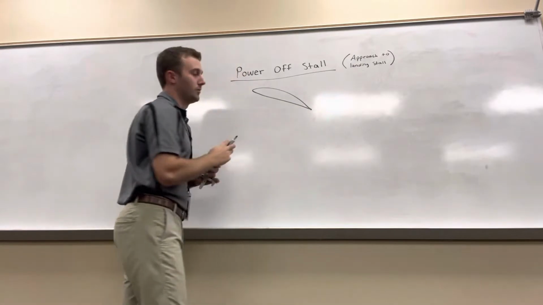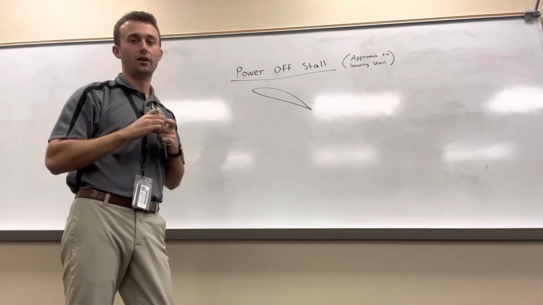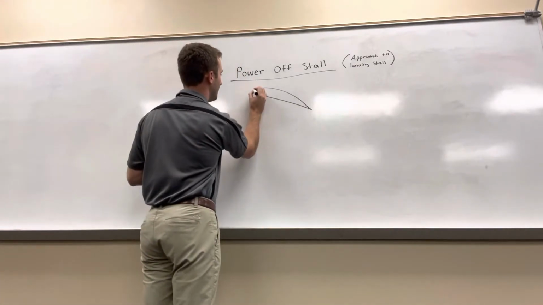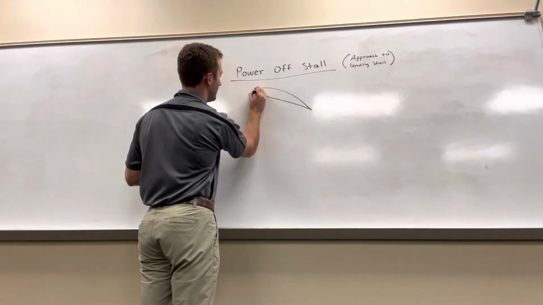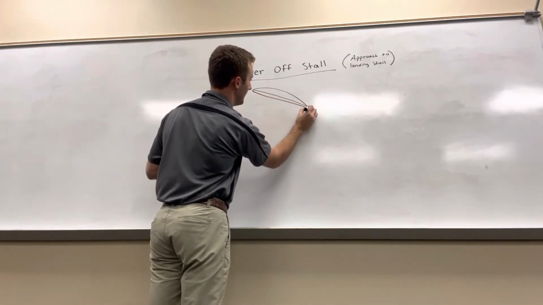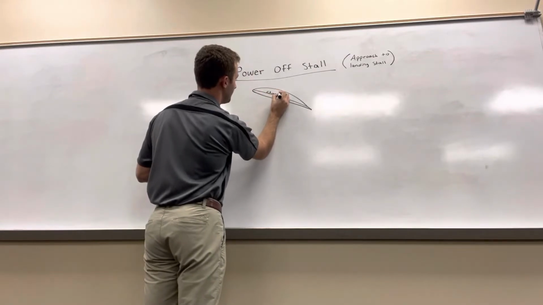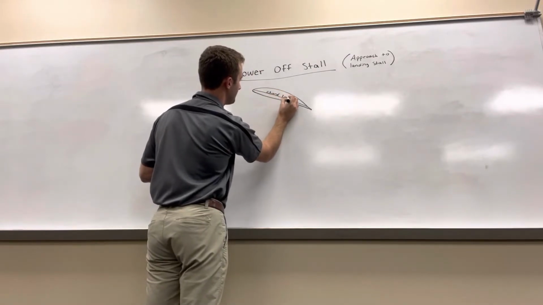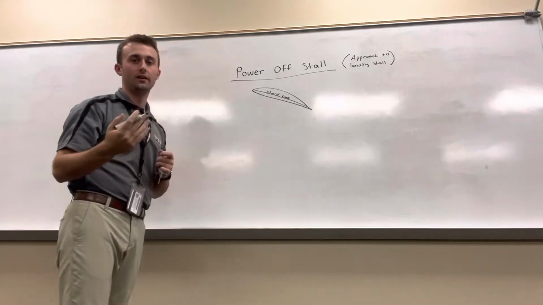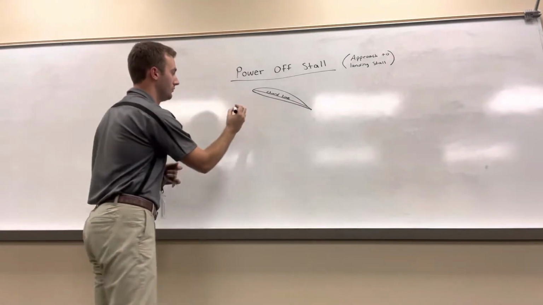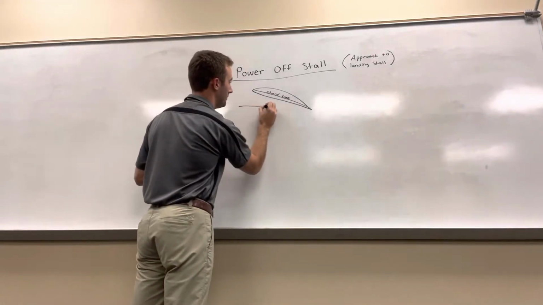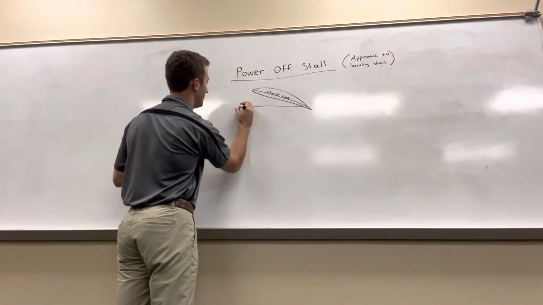Two of the things we need to talk about are the chord line of the wing and the relative wind. So the chord line right here is an imaginary line that goes from the leading edge of the wing down to the trailing edge. So that right there is your chord line. And relative wind is the wind that is opposite of the flight path. So relative wind is going like this, and it is meeting the wing. So that is your relative wind right there.